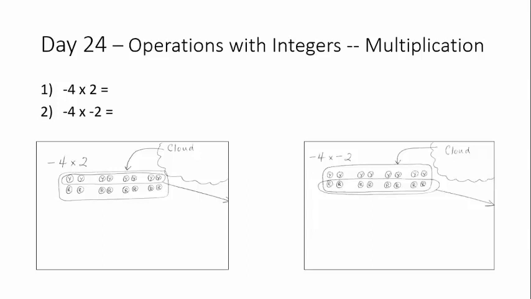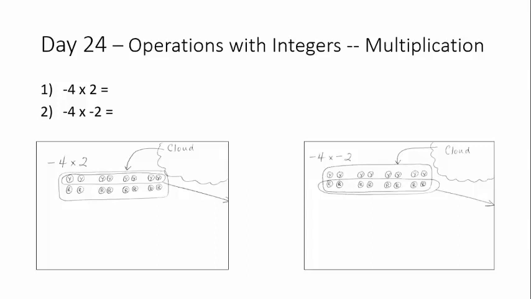Moving to the next problem, you'll see the illustration on the right. Negative 4 times negative 2. Again, I'm beginning with a blank piece of paper, and I'm thinking of taking away some things. So I'm bringing down 0 pairs from the cloud. I need to bring down 4 pairs of 0 pairs. So that means I'm taking away 4 pairs of reds.